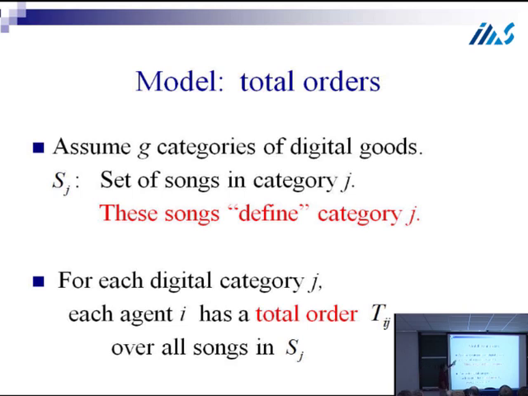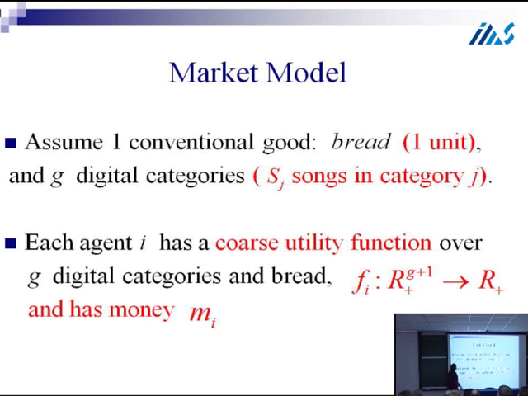But anyway, so we have assumed there are G categories of digital goods. Sj is a set of songs in category J, and the most important new thing here is that for each category, each agent i has a total order Tij over all the songs in this category, saying how well they like the songs in that category, and it's a total order. Okay. Now, here's more on the market model.